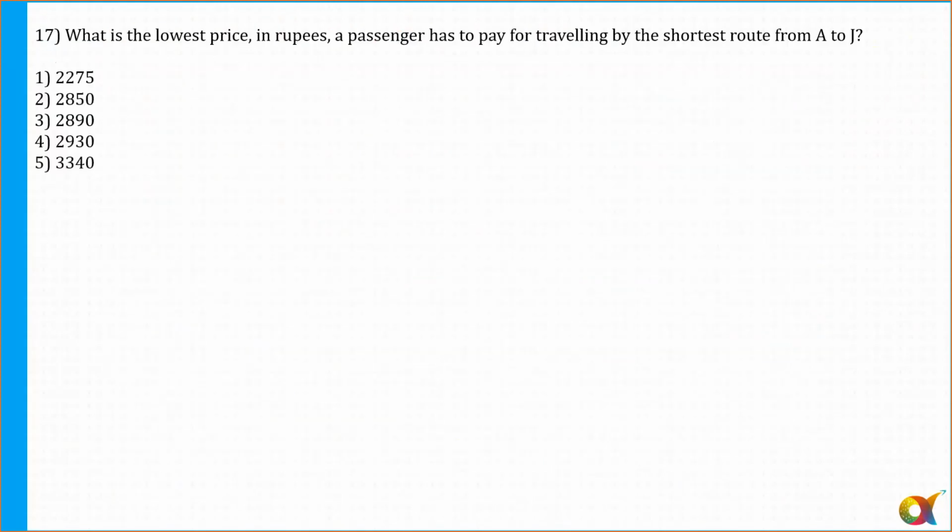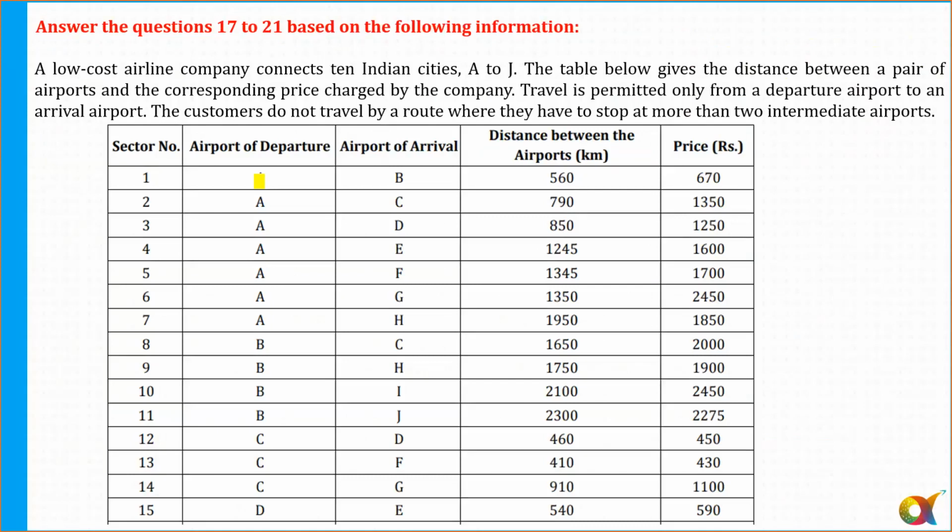Okay, and here, the question is saying, what is the lowest price a passenger has to pay to travel the shortest route of A to J. So I need to find out all the possible routes from A to J, yes or no? All the possible routes from A to J, so that might be time consuming. Because there are 30 sectors here, and if I try to find all the routes from A to J, I move from A to B, and then from B to J. Yes, I can move from B to J. So one of the possible routes is ABJ.